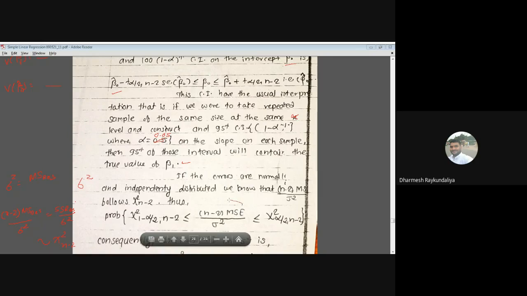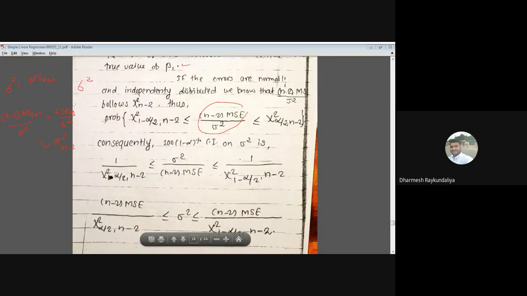So this particular quantity lies between chi-square. This is the lower bound, chi-square 1 minus alpha by 2, n minus 2, and this is the upper bound. And then you take the ratio of this. So you say that 1 upon chi-square alpha by 2, n minus 2 is here, sigma square upon (n minus 2) MSE, and 1 upon this. Now you supply this n minus 2 MSE here and this.